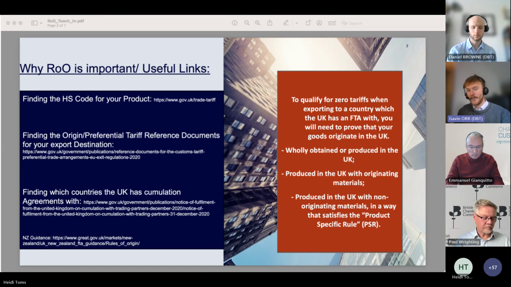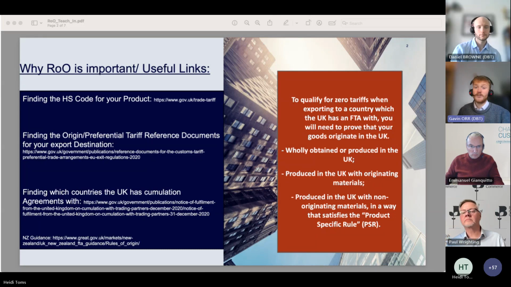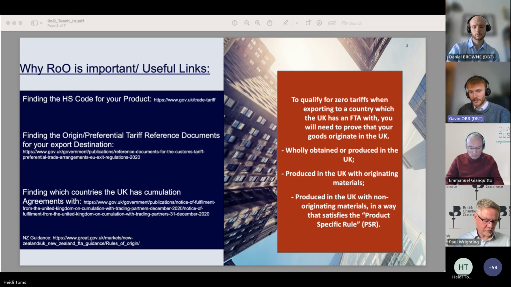And then the second way is if the goods use non-originating materials in a way that satisfies the PSR, which stands for the product-specific rule. So this means that non-originating inputs are allowed for certain products under an FTA, only some products, as long as they meet that relevant product-specific rule. But as I said, I'll cover more detail in the next couple of slides.